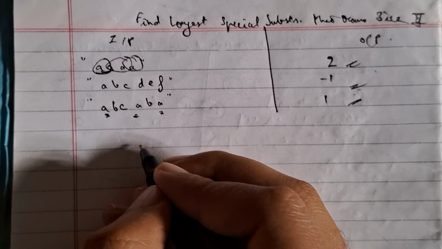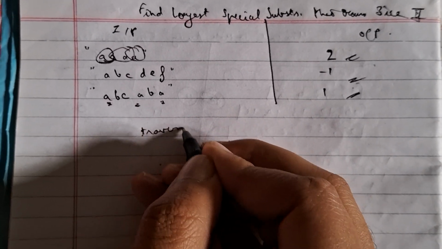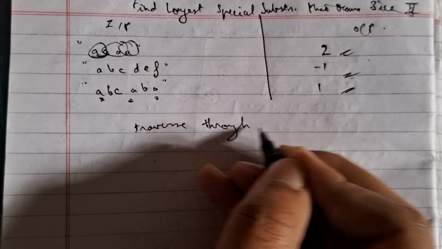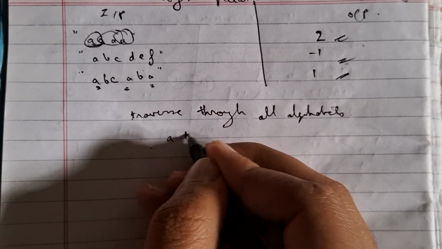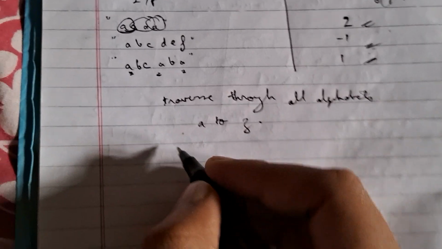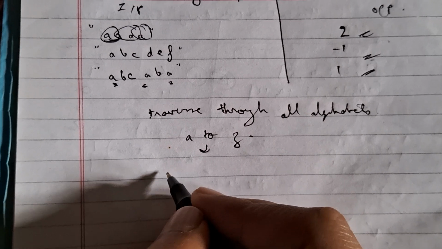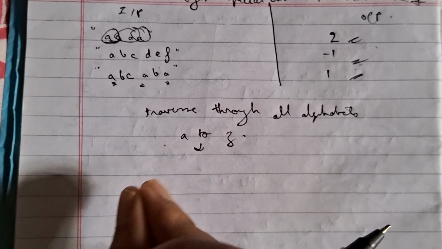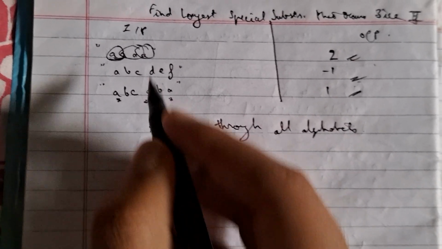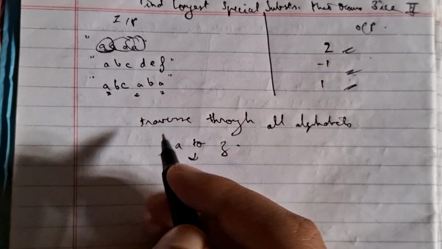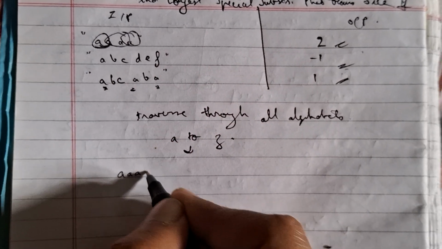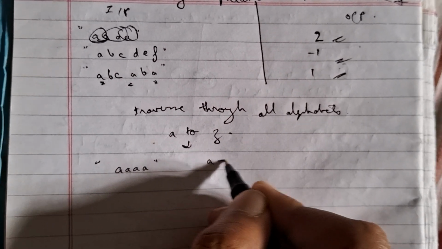So how are we going to approach this? The approach is very simple. You have to traverse through all the alphabets, that is from A to Z. And then for every alphabet, you have to find the respective sequence of lengths. Let's say over here, A has a frequency of 1, 2, 3, 4. So for A, it is going to be 4, only 4.